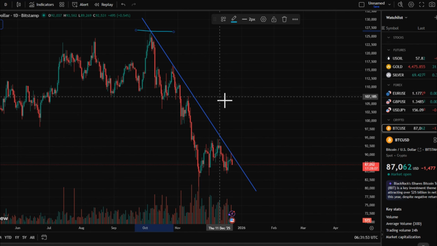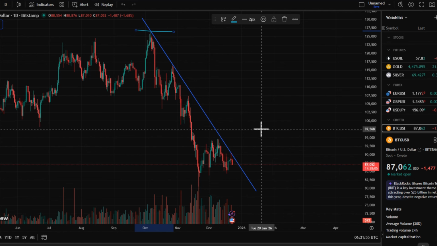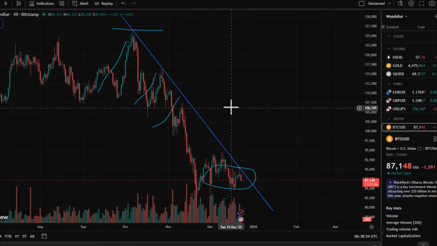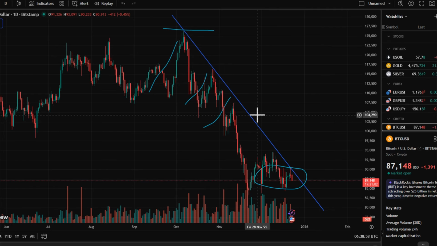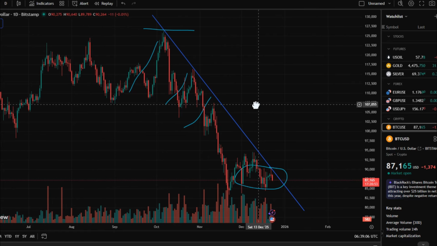Now, let's look at the price structure. After falling from the high at 126,200, Bitcoin has followed a very standard trend-based decline. Highs keep getting lower, and lows keep moving lower as well. The lowest price reached around 80,600. This marks a phase low within this downtrend.